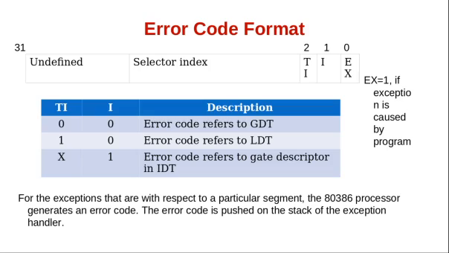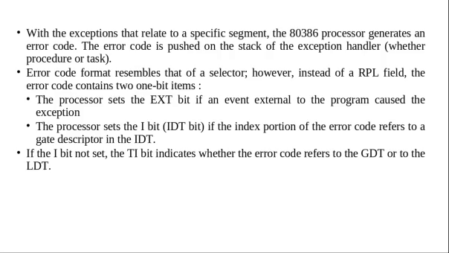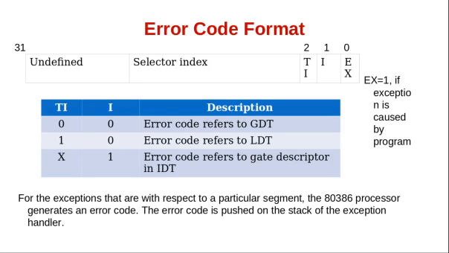Now we will see the structure of the error code. Here is the 32-bit structure. The LSB is EXT. If the event is generated by an external program, then it is 1. As I said in the previous slide, EXT is set to 1 if an event external to the program causes the exception. It will be 0 if it is not external to the program. Then we have the I bit and TI bit. Based on these two values, we have to decide whether to refer to the GDT, LDT or IDT.